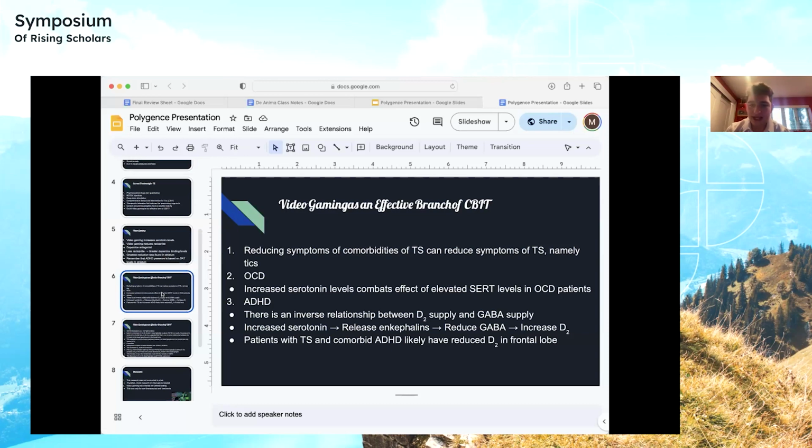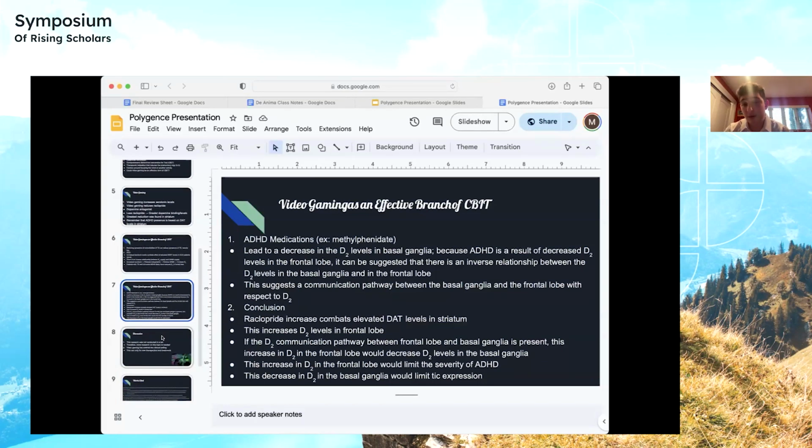Now, patients with TS and comorbid ADHD likely have reduced D2 in the frontal lobe. I'm assuming this because there's increased levels of DAT for patients with comorbid ADHD in the frontal lobe, because ADHD is a dysfunction of systems in the frontal lobe and around the striatum due to elevated levels of DAT.